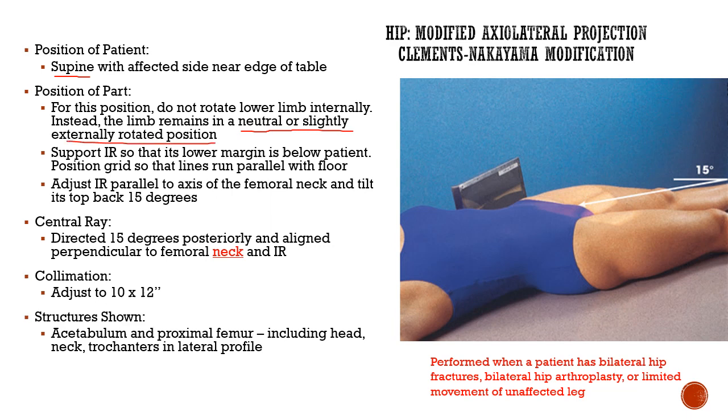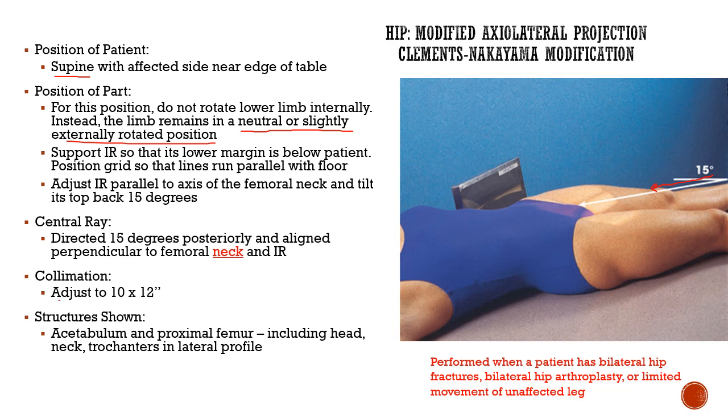We're going to support the image receptor so its lower margin is just below the patient, and we're going to position the grid so that the grid lines run parallel with the floor. We want to adjust the IR parallel to the axis of the femoral neck and tilt its top back 15 degrees because we're going to direct our central ray 15 degrees posteriorly. So we want to make sure that our X-ray tube, our central ray, is perpendicular to the image receptor. We also want to have the central ray aligned perpendicular to the femoral neck.